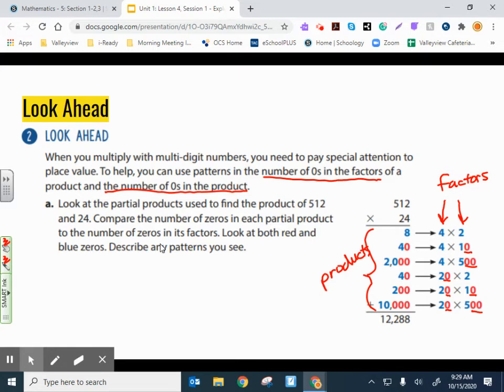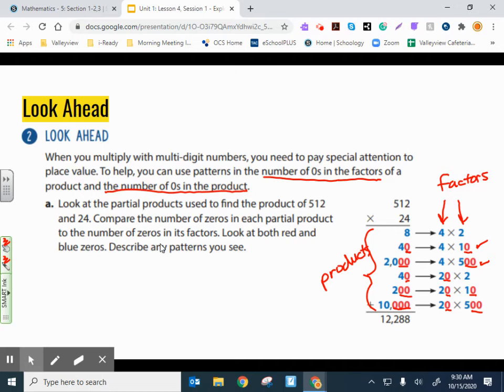So if you look at this, you got 4 times 2 is 8. There are no zeros there, no problem. 4 times 10 right here, notice there's 1 zero, so your answer is going to have 1 zero. 4 times 500 has 2 zeros, so your answer over here is going to have 2 zeros. 20 times 2 has 1 zero, so that's going to have 1 zero. 20 times 10 is 2 zeros in the factors, so 2 in the product. And this one's tricky. 20 times 500 has 1, 2, 3, and that means we're going to have 3 for our answer there.